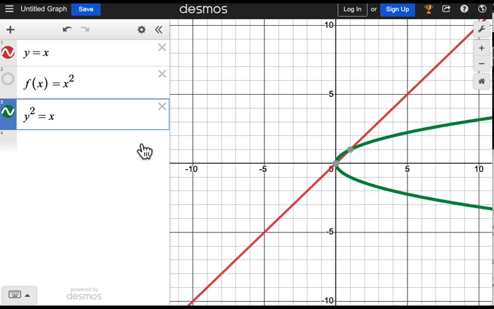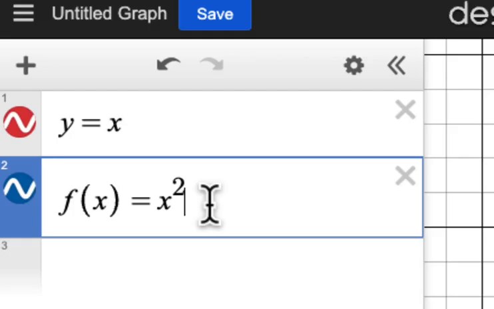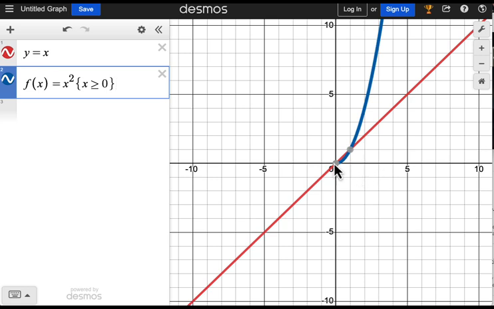So let's go back to the original function. Get rid of this non-function and go back to this function. We need to limit the domain of this parabola. Let's limit the domain of this function to values of x greater than or equal to 0. To do so, input this, brackets, x greater than or equal to 0. Now you see only half the parabola.